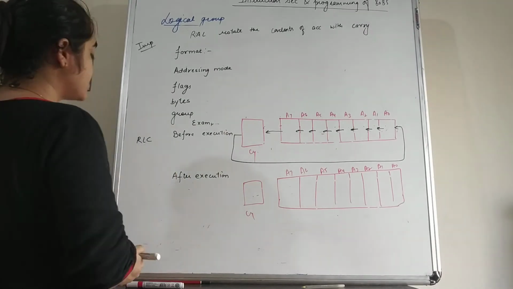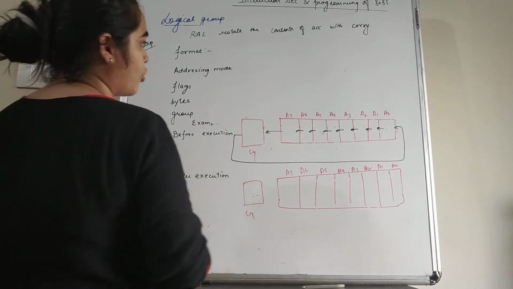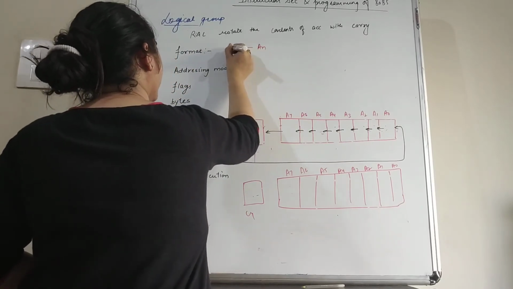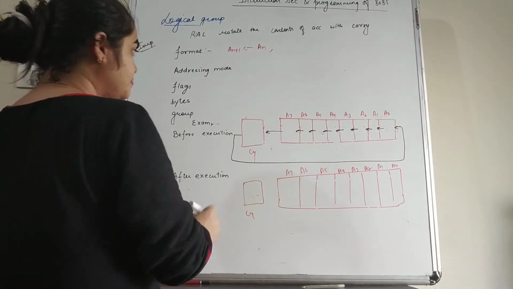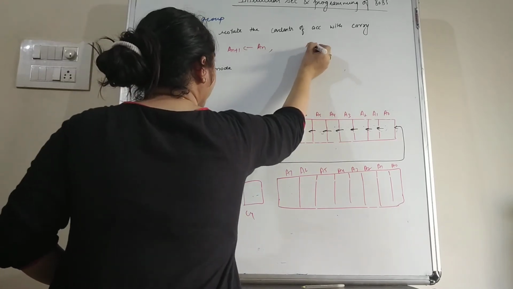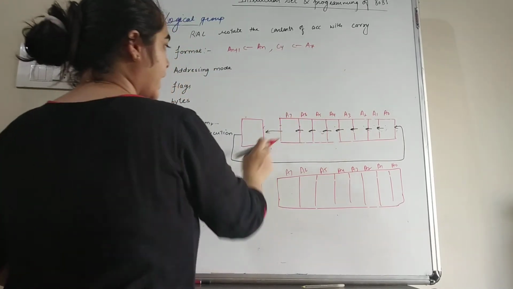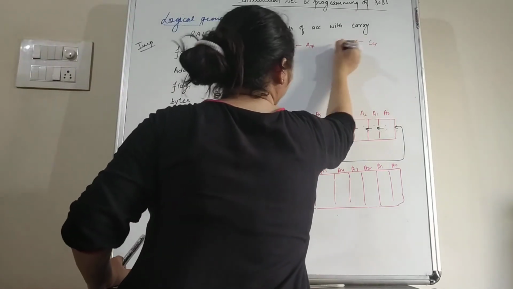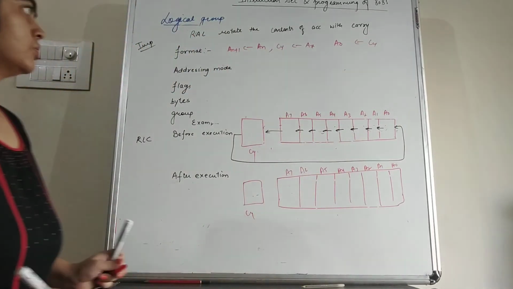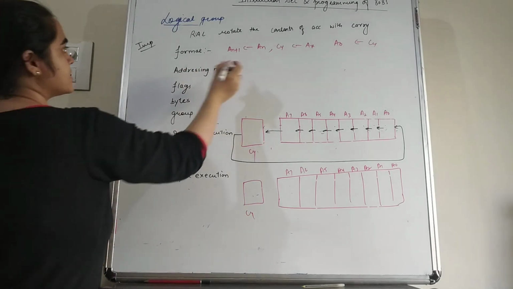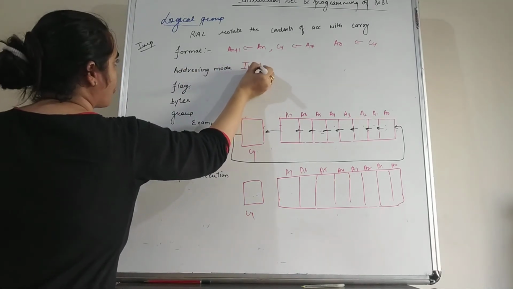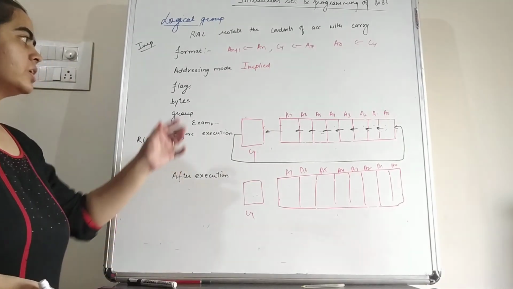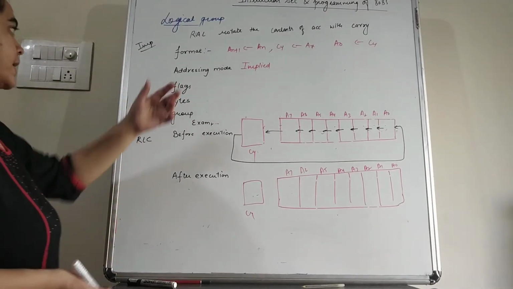So according to this instruction, we have a format, that means the value of An will be moved to An+1, the value of A7 will be moved to the carry, and the value of carry will be moved to the A0 location. Okay students, so addressing mode is implied because directly we can give the instruction, and this instruction will directly apply to the accumulator.